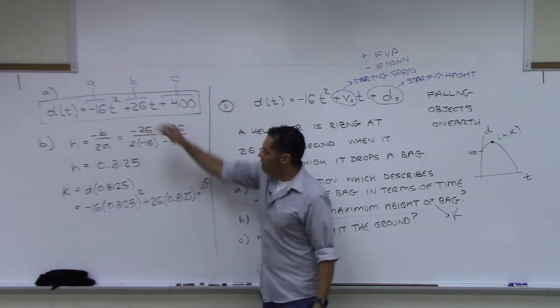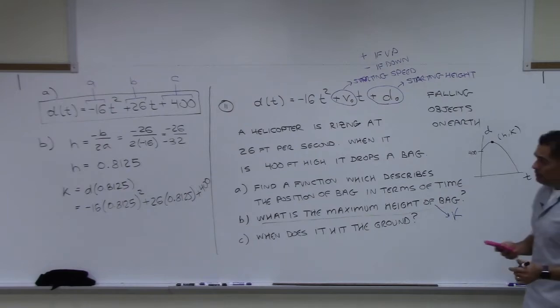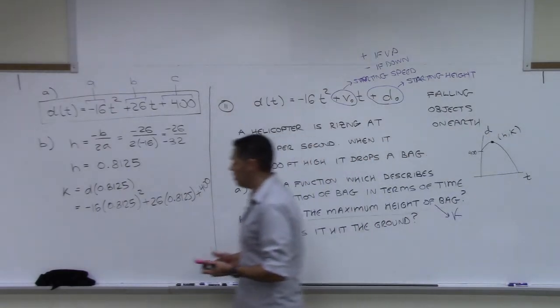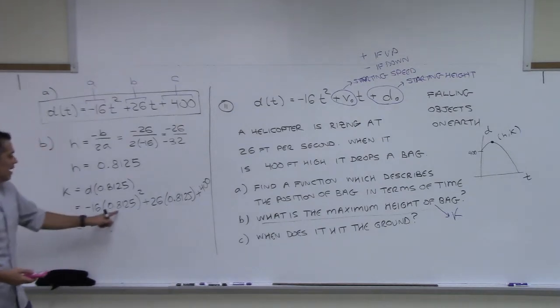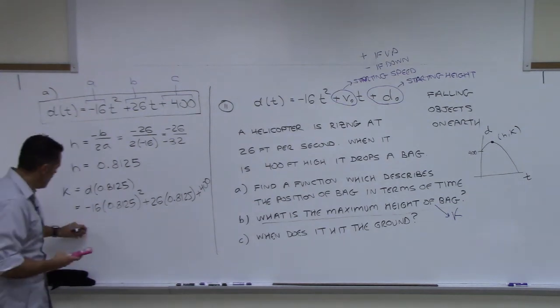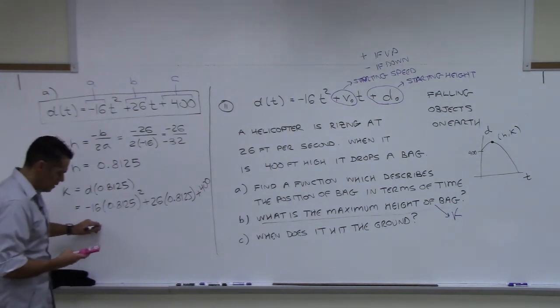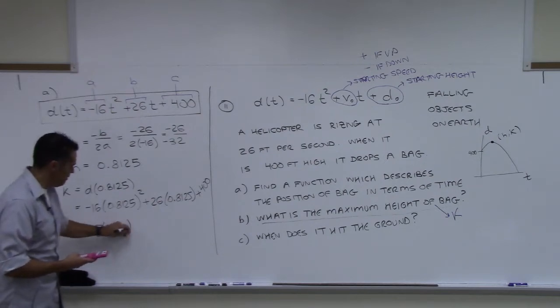So just plugging 0.8125 into that function, and then make sure you use the proper order of operations here. I'm going to have to square that first, so 0.8125 squared. This is negative 16. When I square that, I get 0.660. Let's just go with that.